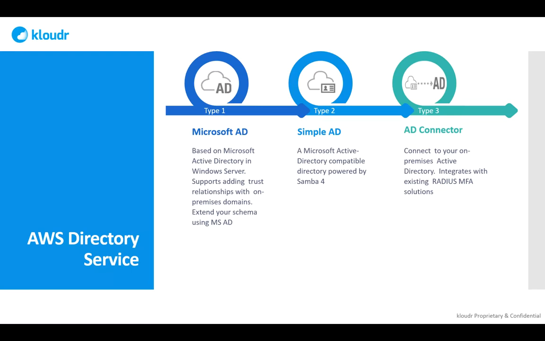One last type you can also use on AWS is the AD connector. If you have an on-premise Active Directory and you don't want to migrate your Active Directory to the cloud, you can use the AD connector to connect AWS resources to be authenticated with the usernames or credentials of your on-prem Active Directory.